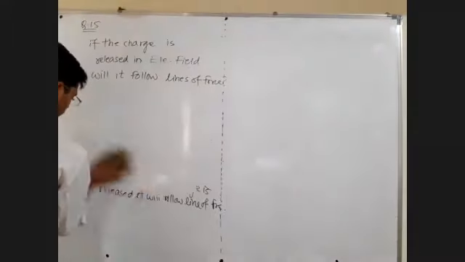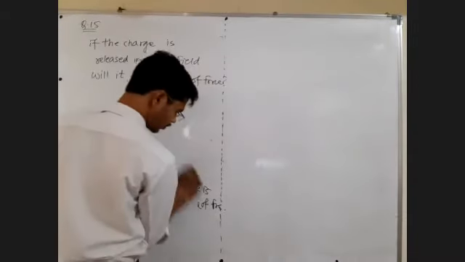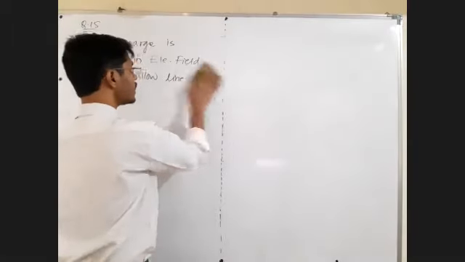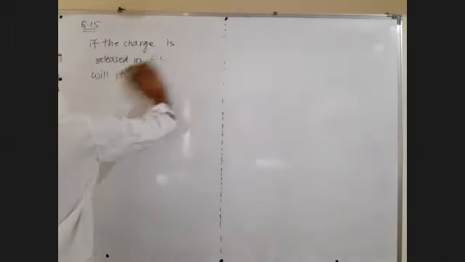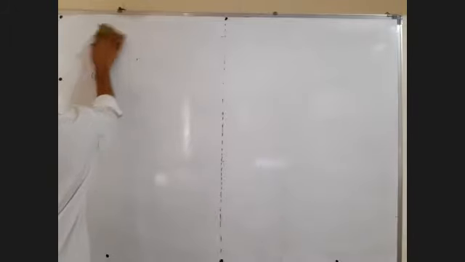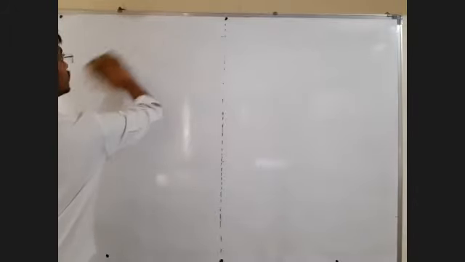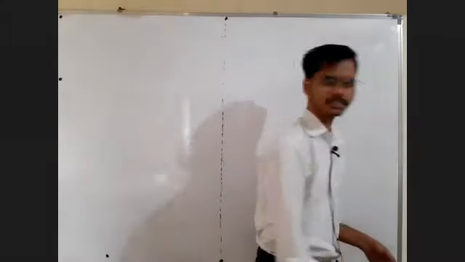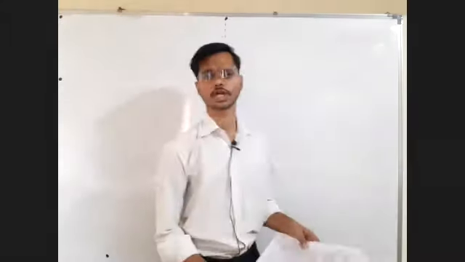What is potential energy? It is work done to bring the charge from infinity to a given position. It is work done to bring the charge from infinity to a given point in the system. That is the potential energy. Then what is potential? It is potential energy per unit charge.